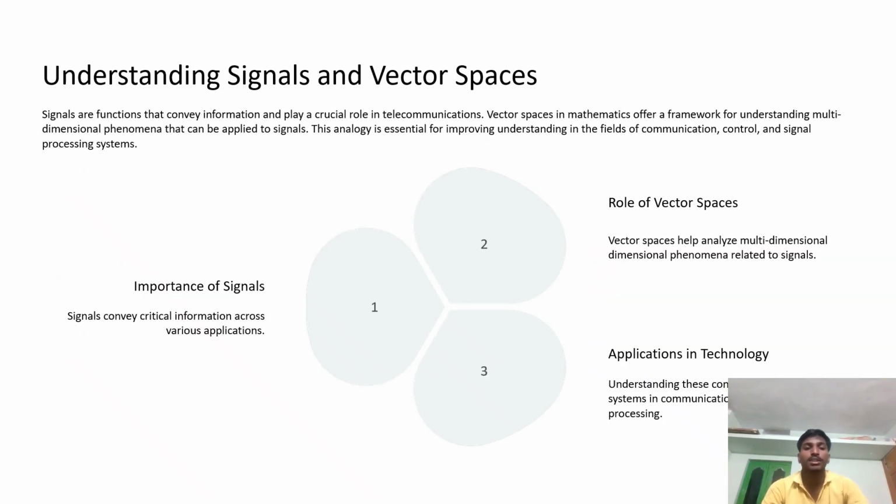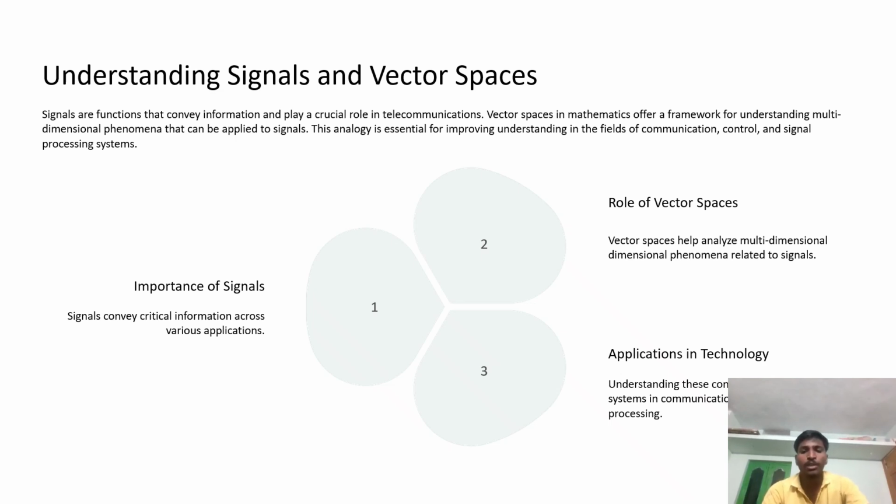Understanding signals and vector spaces. Signals are functions that convey information and play a crucial role in telecommunication. Vector spaces in mathematics offer a framework for understanding multi-dimensional phenomena that can be applied to signals. This analogy is essential for improving understanding in the fields of communication, control, and signal processing systems.